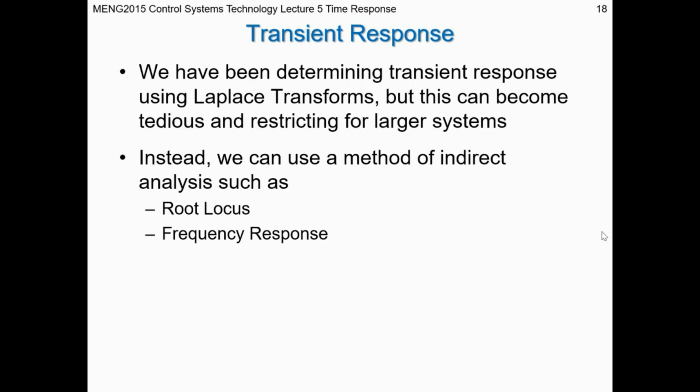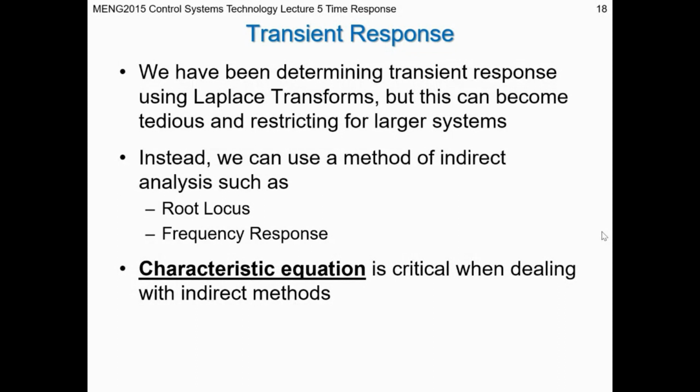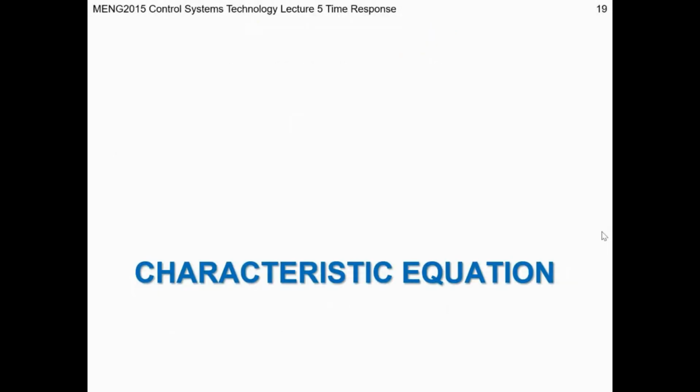Another method is using frequency response. The one we're going to look at is the Bode plots. And so using Bode plots, you can also get back to the transient response of your system. Now, in both of those indirect methods, what we need to use is what's called the characteristic equation. So we're going to move on now and look at what is the characteristic equation and how do we find it for a given system.